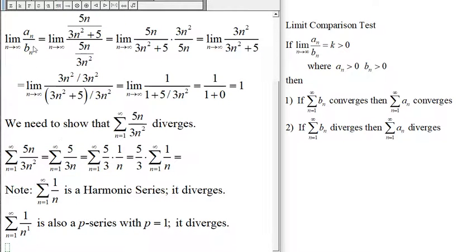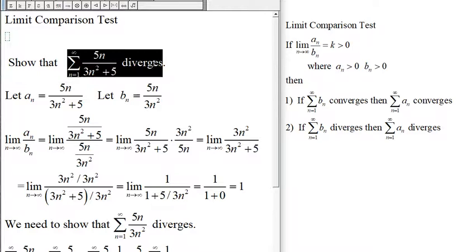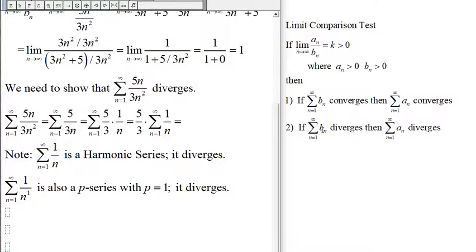We have shown that the limit of A sub n divided by B sub n is equal to 1, which is a positive finite number greater than 0. So that's part 1. And then our objective is to show that the given series right here diverges. And therefore we have to show that the B sub n diverges. And we have just shown that the series B sub n diverges. And therefore we can say that by the limit comparison test, the given series diverges.